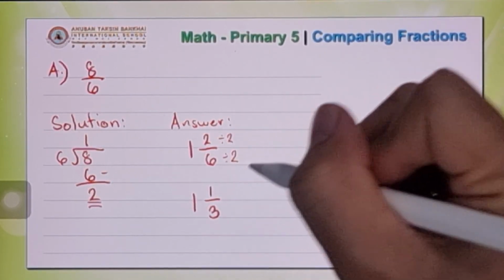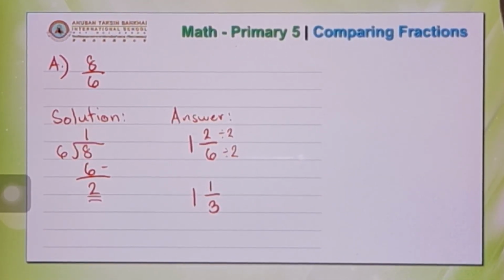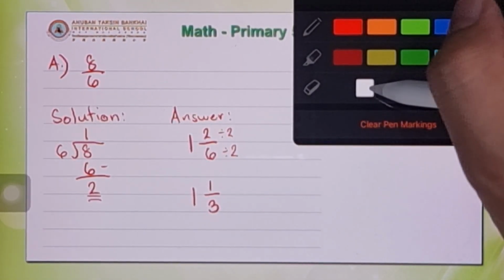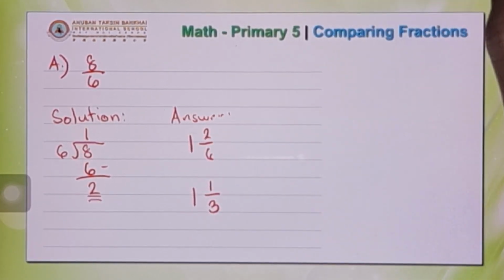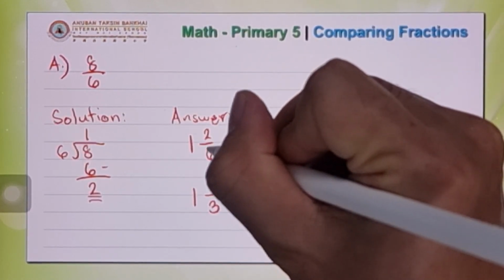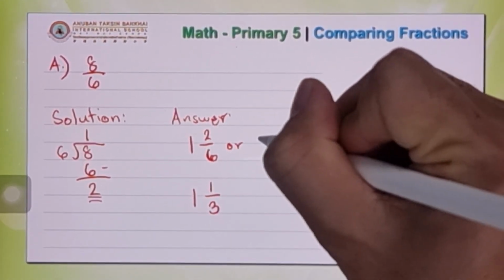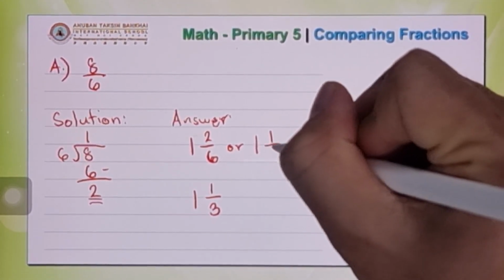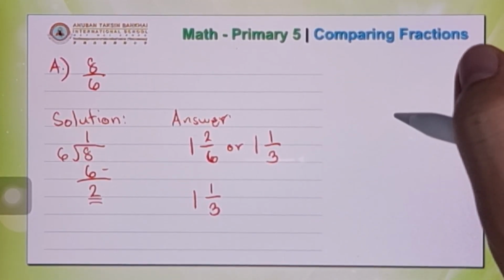So this would be our final answer. Okay, let's try to erase that. Sorry. So you can just write 1 and 1 over 3.